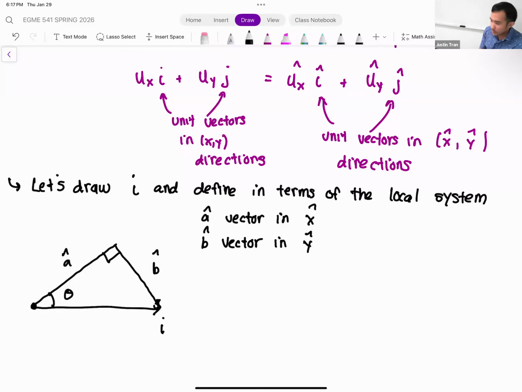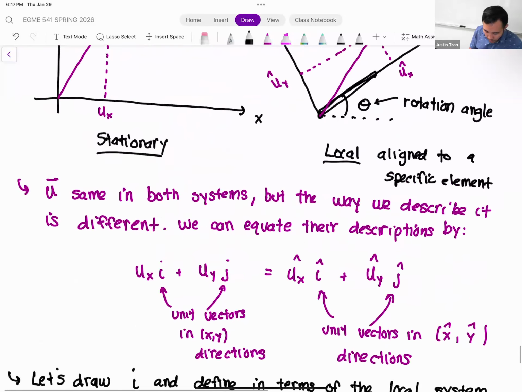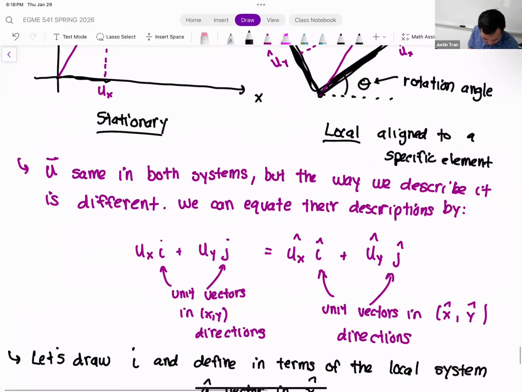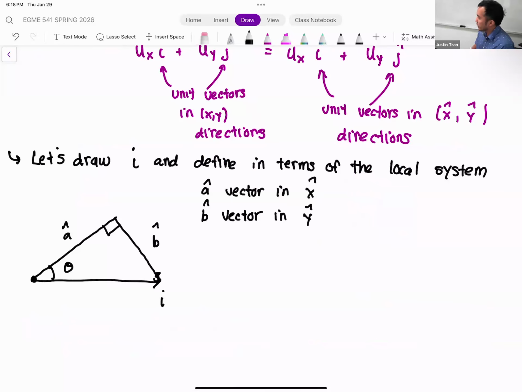I know it's kind of hard to visualize, but I want you guys to always refer back to this kind of figure here. Think about the direction of the x hat direction and the y hat direction. All we're doing is taking unit vectors in the x direction and eventually the y direction and defining those within the directions of our local coordinate systems. So that's kind of how we got that triangle.